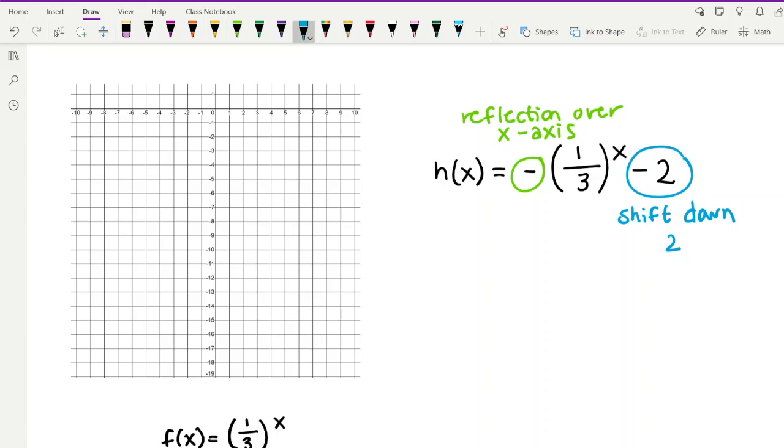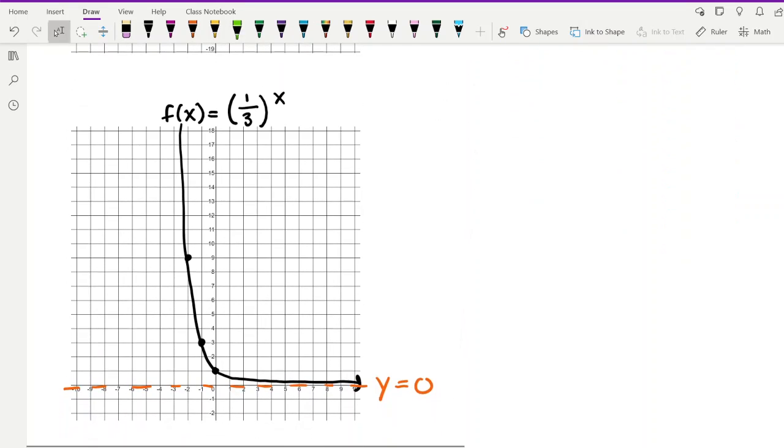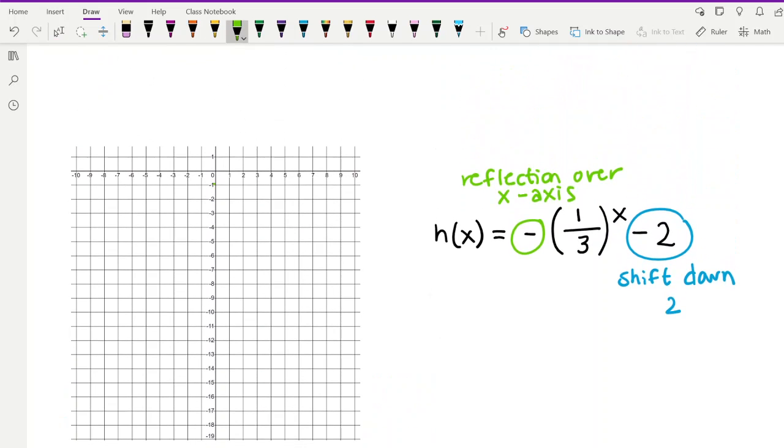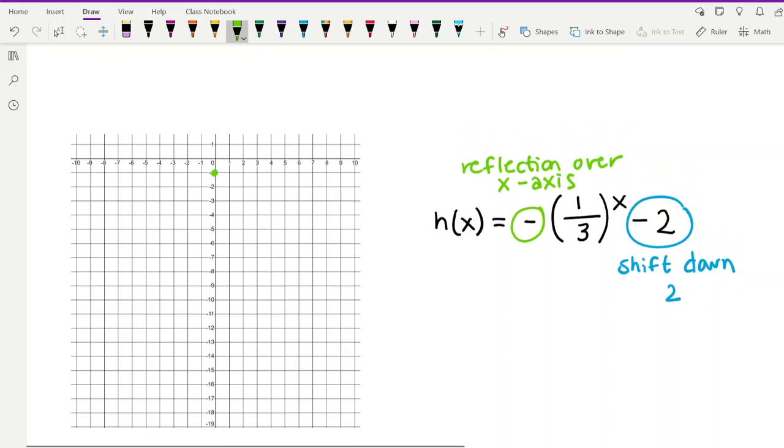So it would be possible to do this all in one step. The important thing to remember, though, is with order of operations, we have to do the reflection first, then the shift. I think that this one might be a little easier to do in steps. So let's start by doing the reflection, and then we'll do the shift separately, just to make things a little less confusing. So for the reflection, all we're going to do is take these 3 points and flip the y coordinate to being negative. So we're going to have the point (0, -1). Instead of (-1, 3), it's going to be (-1, -3). And then instead of (-2, 9), it'll be (-2, -9).